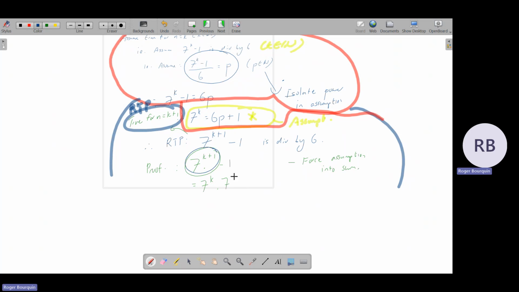7 to the k plus 1 is 7 to the k times 7. You get that? 7 means 7 to the 1, right? Then I've still got this minus 1, right? Now what can we do? Now put 7^k in, right? Okay, so I start with the star.